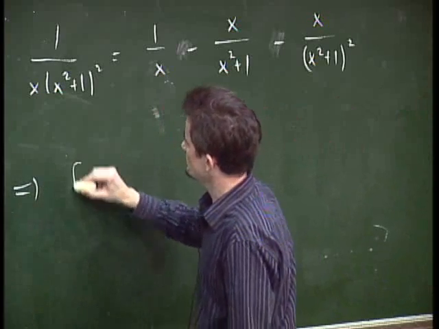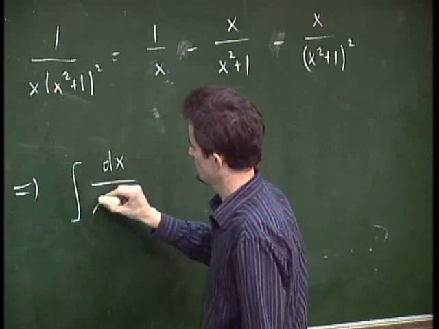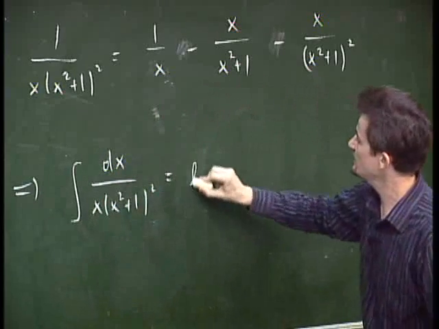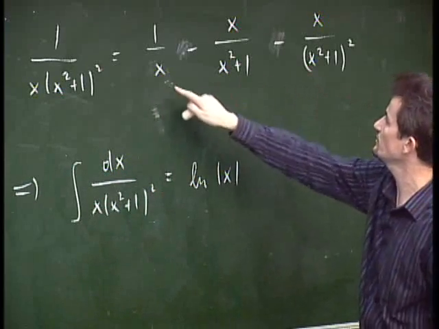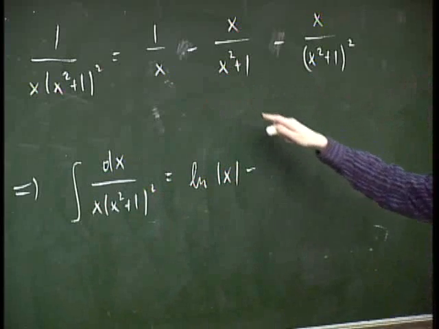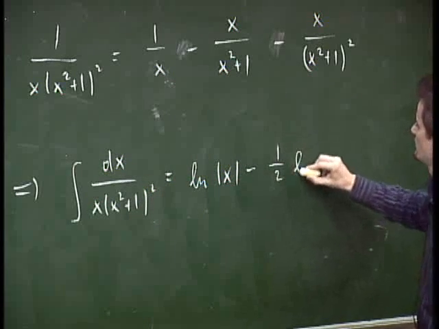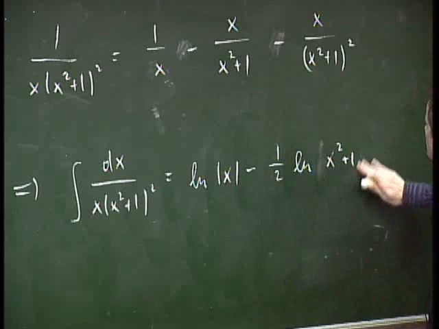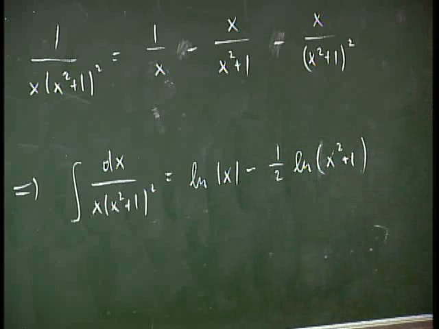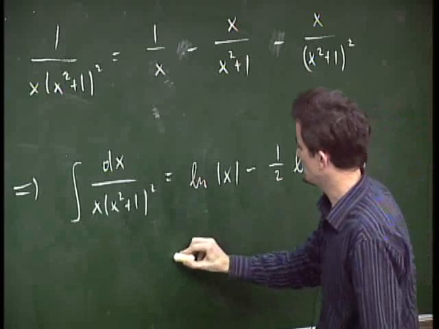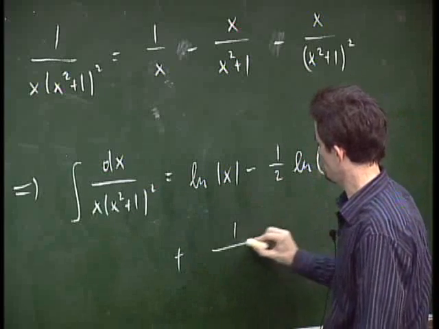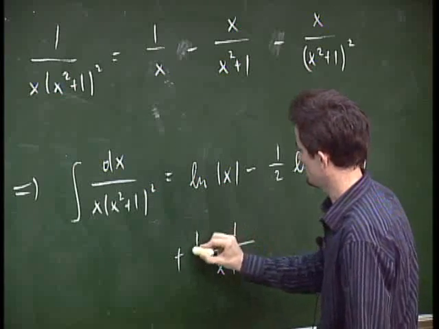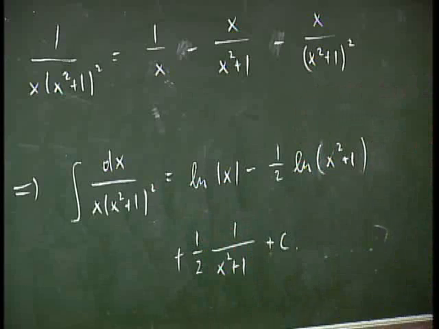So the integral is the ln of the absolute value of x for this term. Then for this term, you use substitution. So what you get is 1/2 ln of x squared plus 1. So actually, you can drop the absolute value here. Okay, and for this term, you get something similar. So plus 1 over x squared plus 1, and you have a 1/2 here, plus a constant.